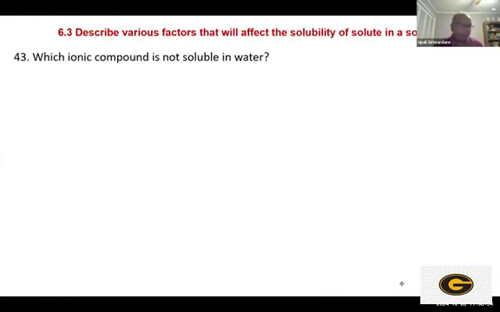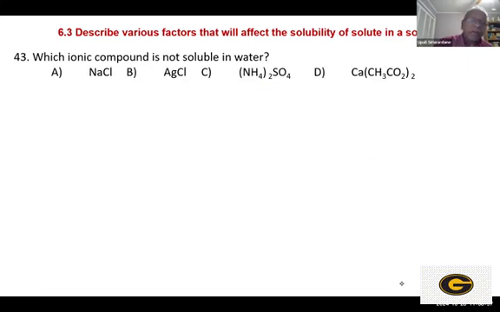Which of the ionic compounds is not soluble in water? We talked about solubility rules. These are ionic compounds. This is soluble. This is solubility rule 1. This is insoluble. This is soluble. That's not the right answer. This is insoluble. Salts with ammonium are soluble. Therefore, acetate ion. This is the acetate. Therefore, correct answer is B.